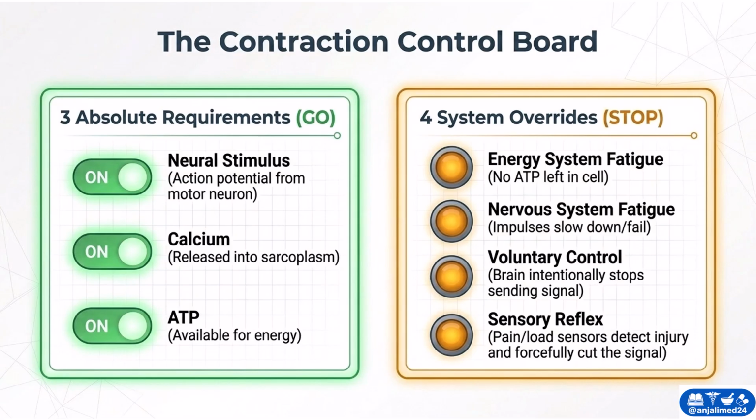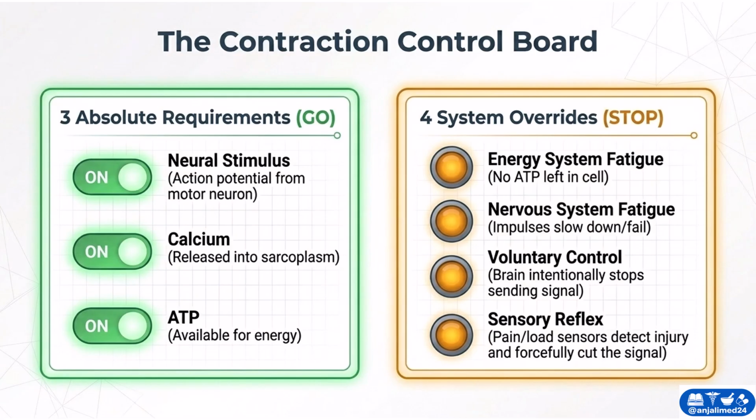The fourth override is the sensory reflex system. Pain receptors, tendon organs, and stretch receptors continuously monitor the muscle tension and injury risk. If excessive force or damage is detected, protective reflexes can abruptly inhibit the contraction. A classic example is the Golgi tendon reflex, which prevents tendon rupture during excessive load.